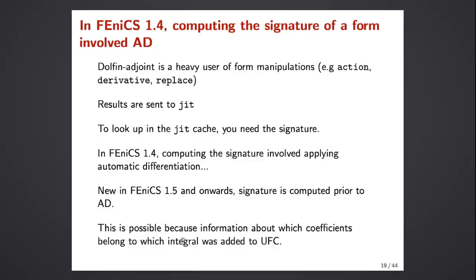This sounds like only moving one function call in front of another? It was a bit more involved than that, because if you have a form that's the derivative of something and you have, say, some coefficients in that form, if you take the derivative, some of the coefficients may cancel. And in the FEniCS machinery, restricting coefficients to cells and using them in assembly is a costly process. You don't want to waste that on coefficients you're not using. So essentially, this involves a refactor of adding information to UFC about which coefficients are used in which integrals, so that this could be looked up.